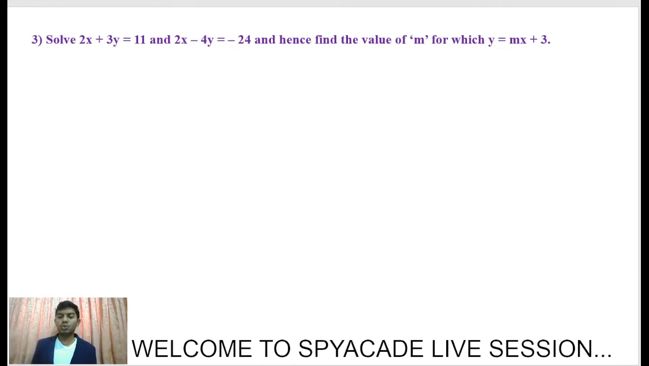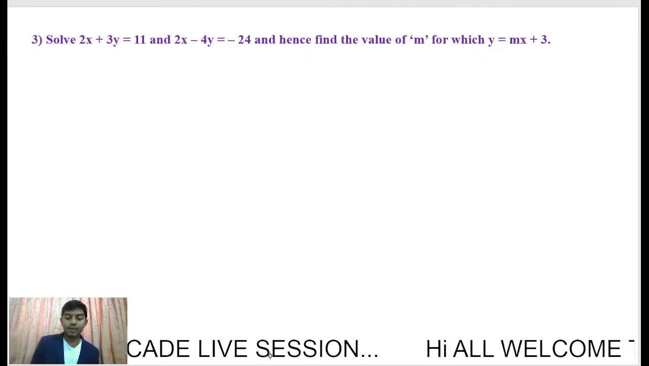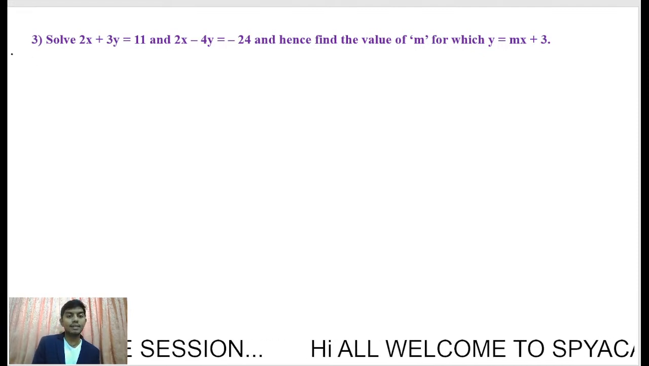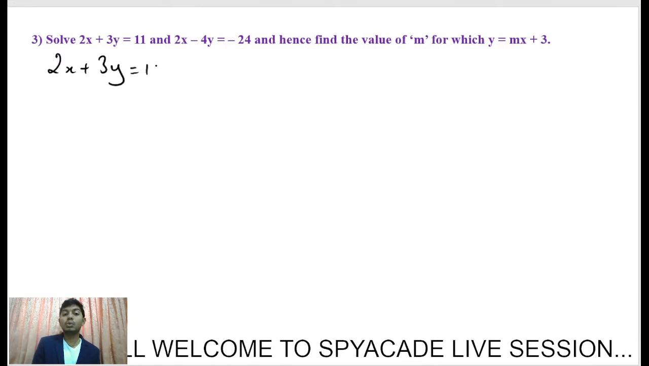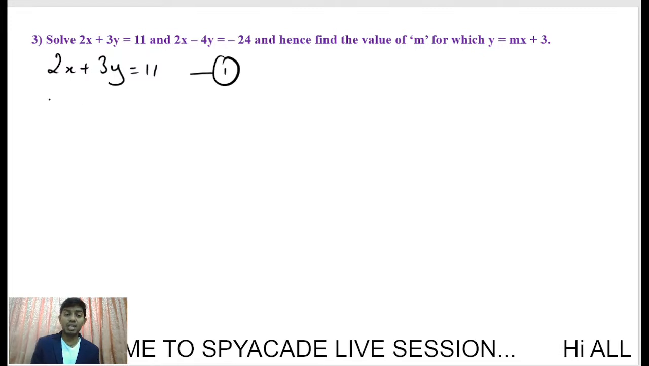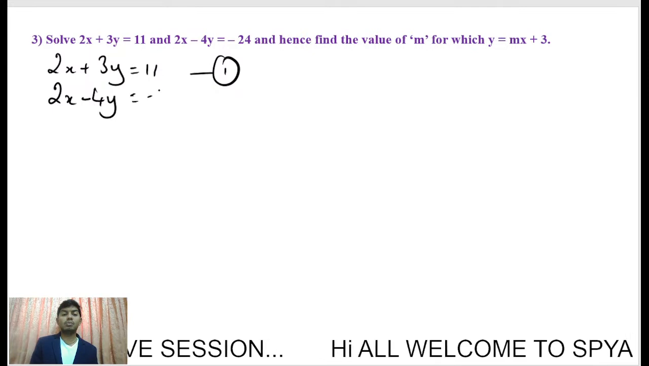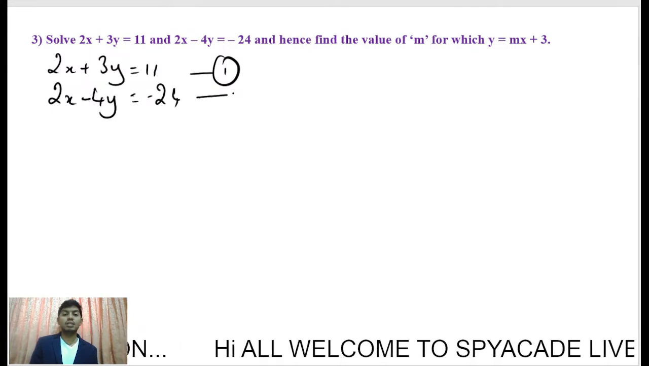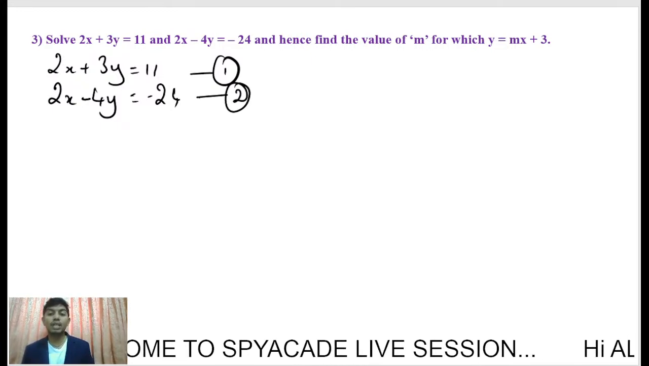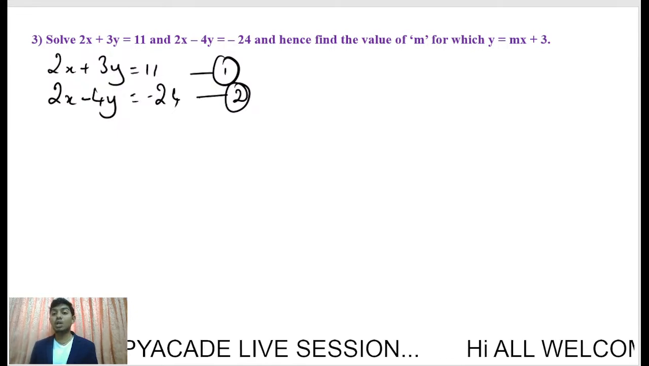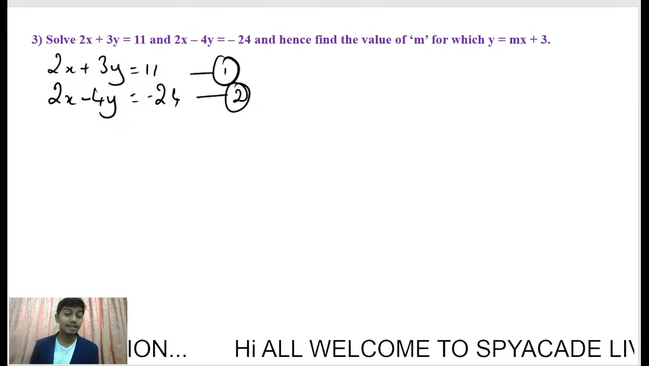So we are just going to do the same. That is going to be very simple. So I am just finding that. 2x plus 3y is equal to 11 is going to be the first equation, and 2x minus 4y is equal to minus 24 is going to be the second equation. Hence find the value of m for which y is equal to mx plus 3.